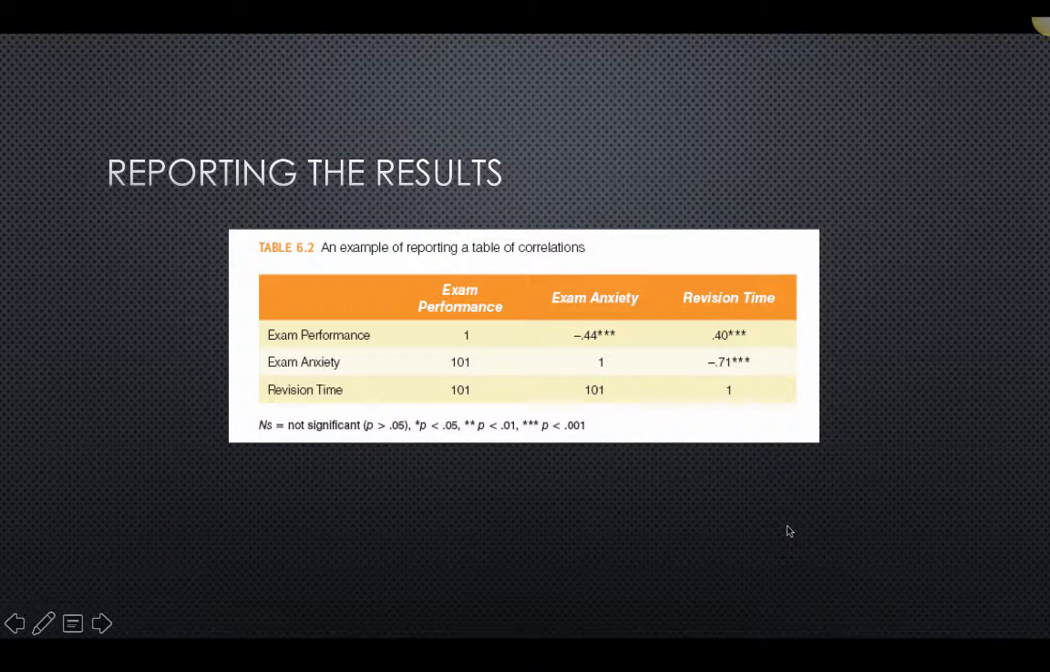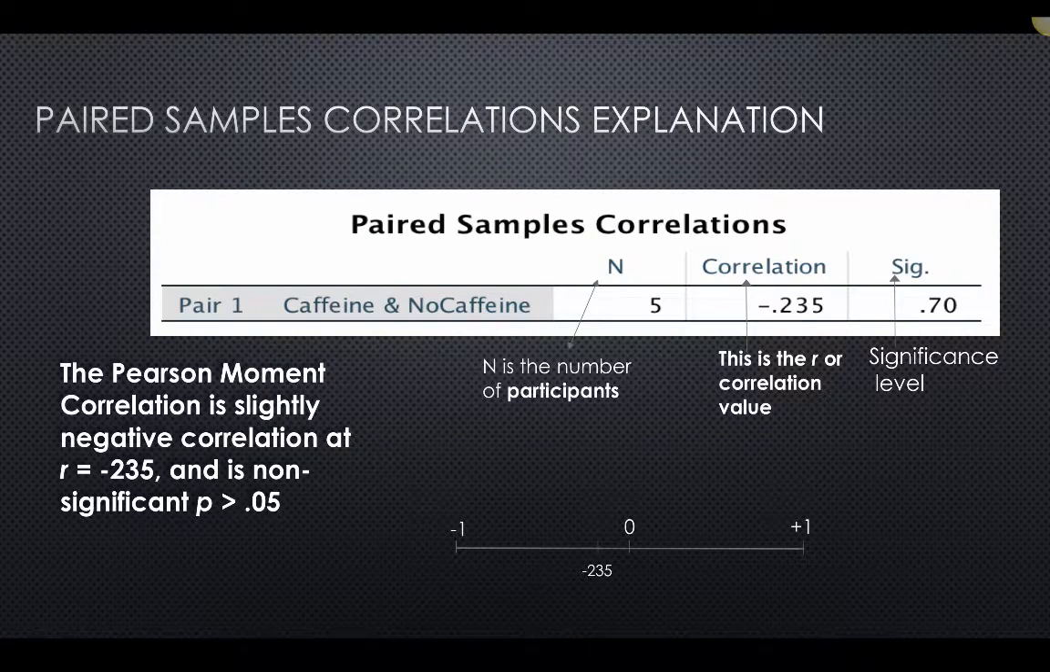Here's another way of looking at it. Here is your output box for your correlations for the caffeine and no caffeine test. We have the N, which is our number of participants, and then we have a correlation. It's negative 0.235. And you'll see I put it on this number line, so I want to go over this number line real quick. Negative 1 and positive 1 are both perfect correlations. You can't do any better than negative 1 or positive 1.